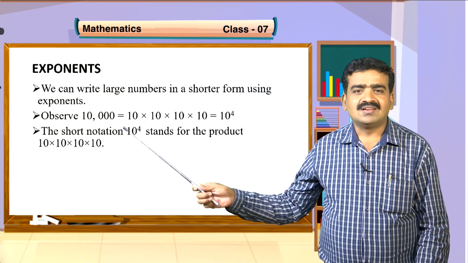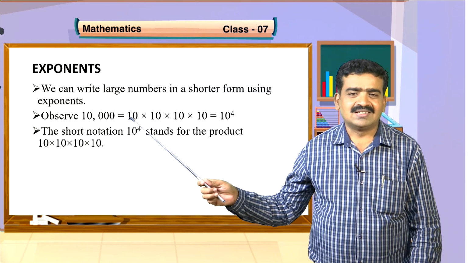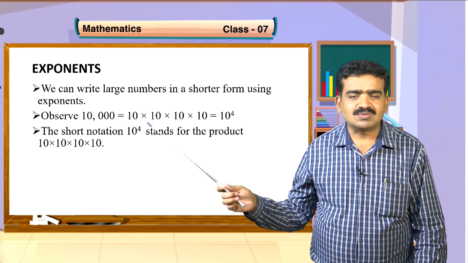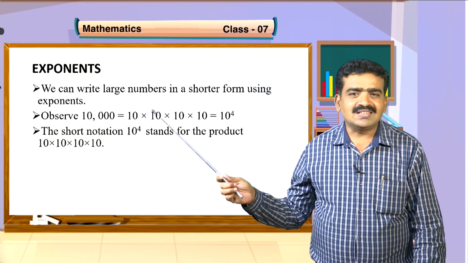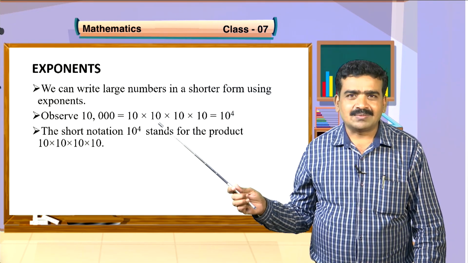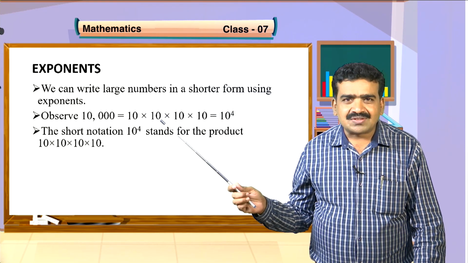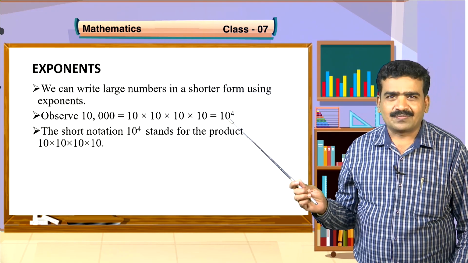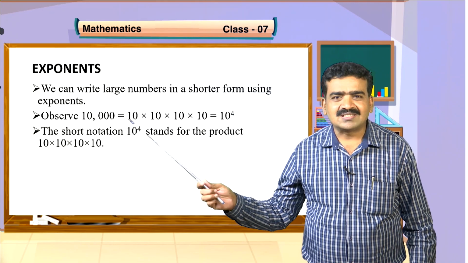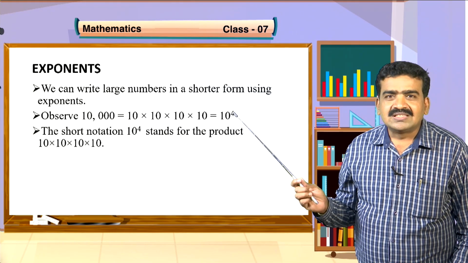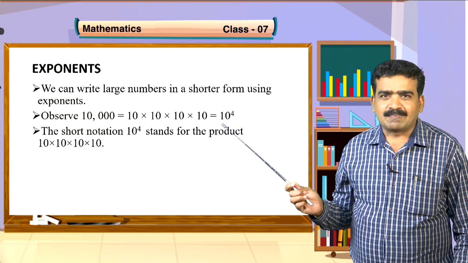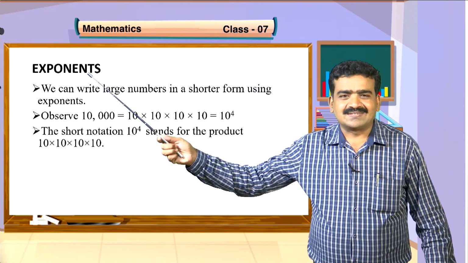Say for example, here 10,000 can be written as 10 into 10 into 10 into 10. You know that if you multiply 10 four times, we will get 10,000. Here 10 is repeated how many times? 4 times 10 is repeated. Therefore, its exponential form is 10 to the power of 4. See here, 10,000 can be written in the simplest form as 10 to the power of 4. So, this method of writing numbers by using power is called exponents.